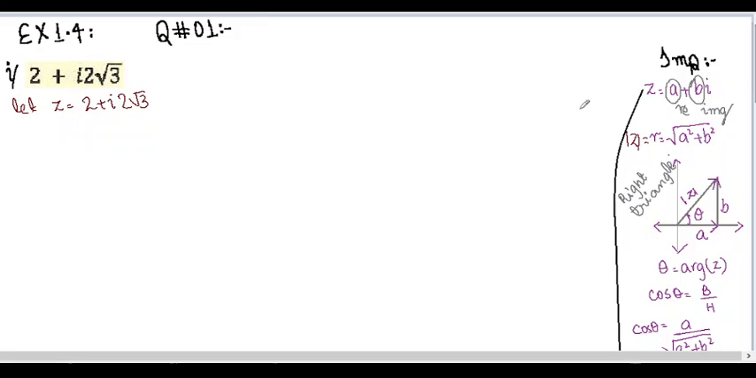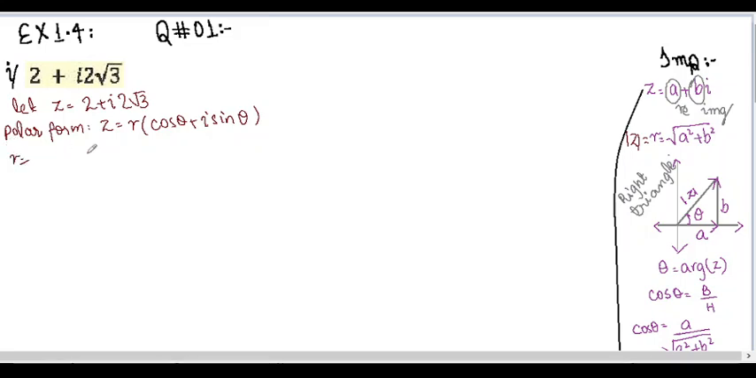So we are going to write it over here. z equals polar form, z equals r into cos theta plus iota sin theta. Now what do we have to find over here? We don't know the value of r and we also don't know the value of theta, so we have to find them.